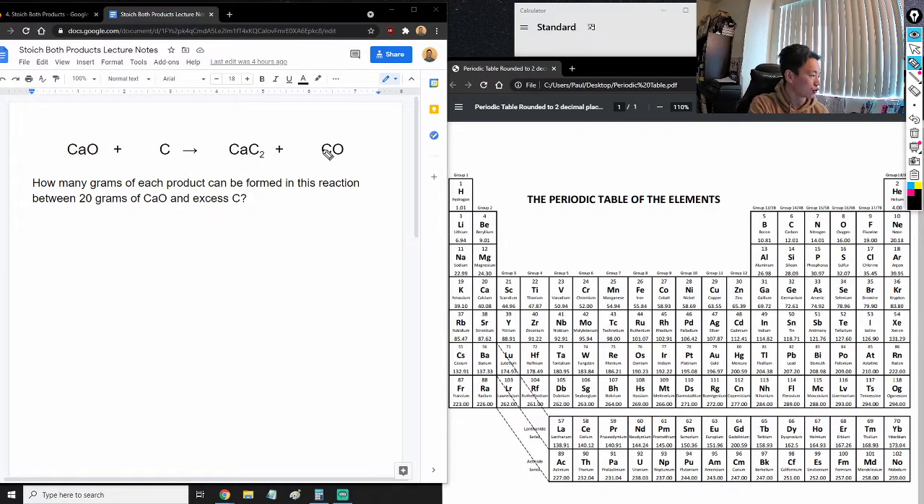We have our chemical equation, probably not balanced. And so let's always just start off with step one. Step one, we're going to start off by balancing the chemical equation. Step one, we're going to balance.